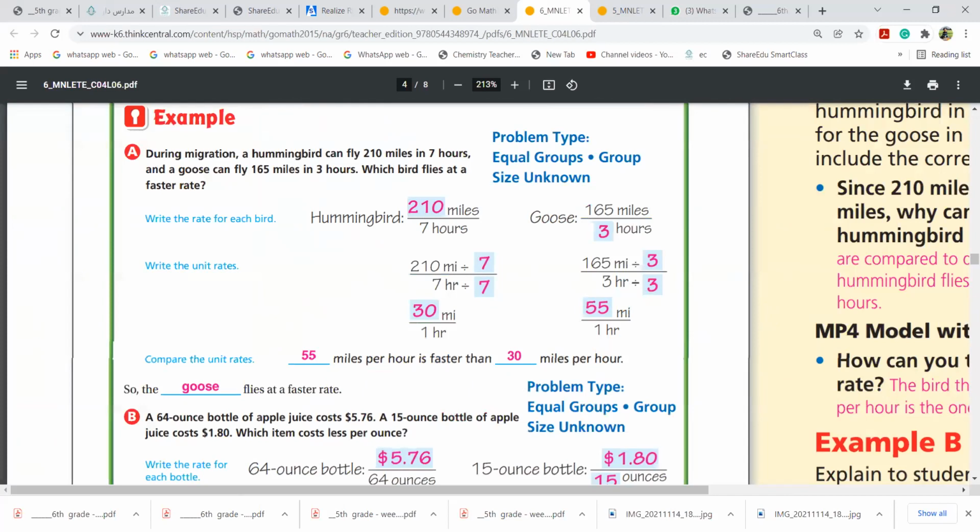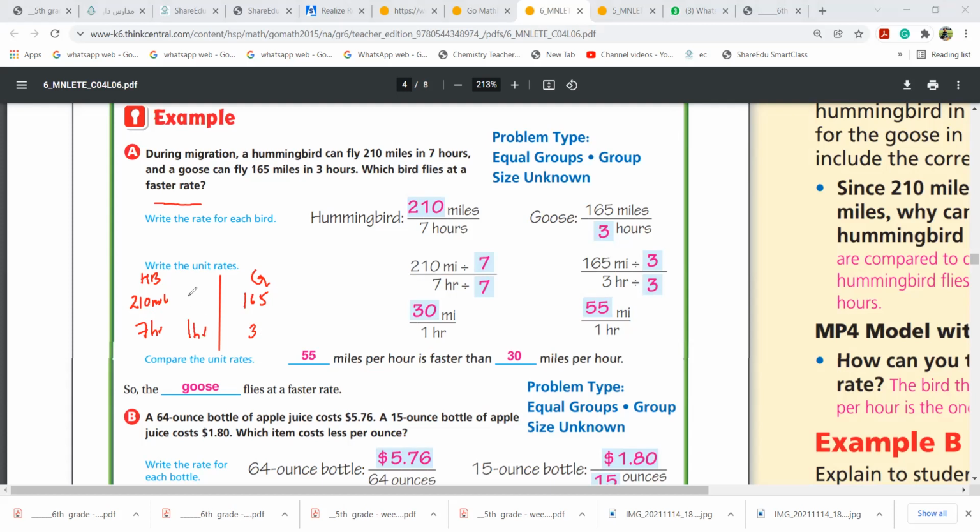During a migration, a hummingbird can fly 210 miles in 7 hours. Now I have 2 things. Girls, please don't write until I explain. You have a hummingbird, I'll write HB, and you have a goose. The hummingbird flies 210 miles in 7 hours, and the goose can fly 165 miles in 3 hours. So which bird flies at a faster rate?